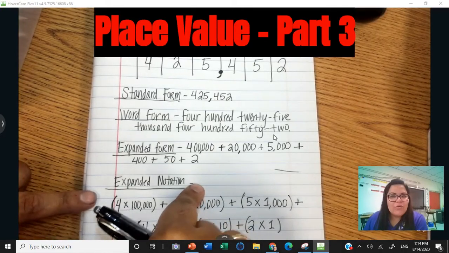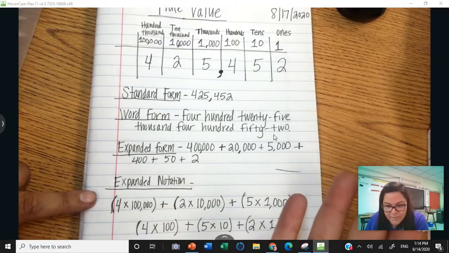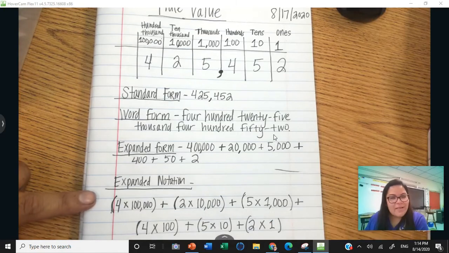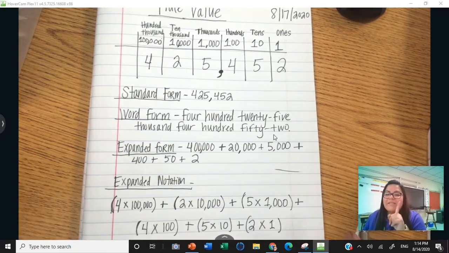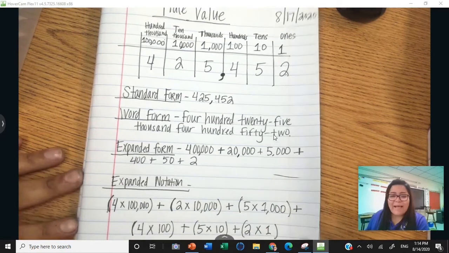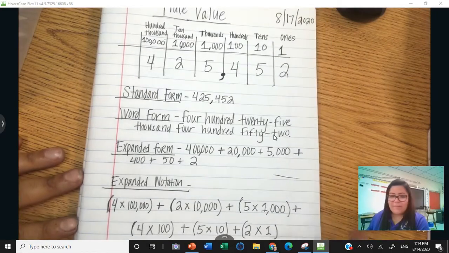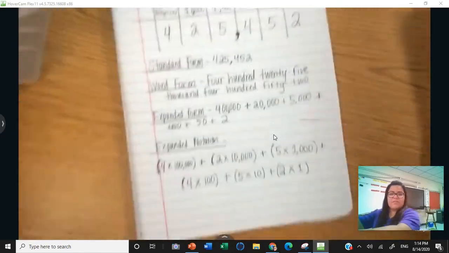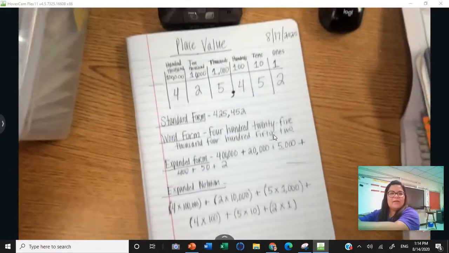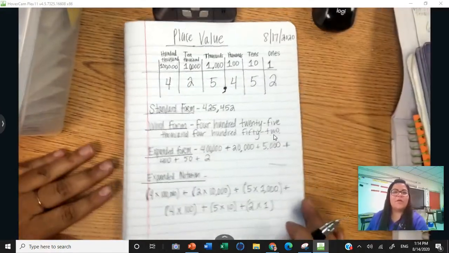Did you know that you can do all of this with numbers? I hope you said yes. We have one more way to represent, okay? I don't have space, or maybe I do. Let me just adjust my camera. I think we got this. I think we can make this work, okay?